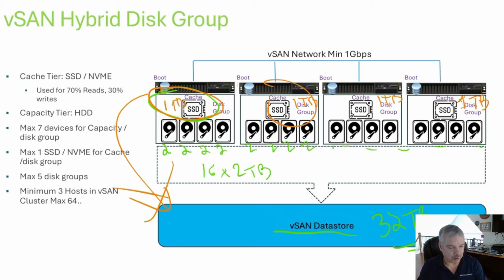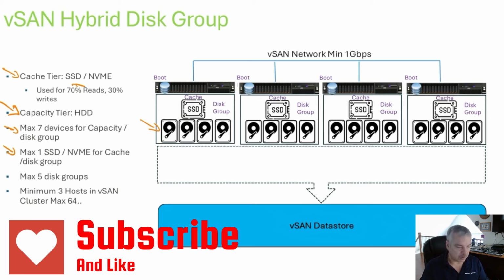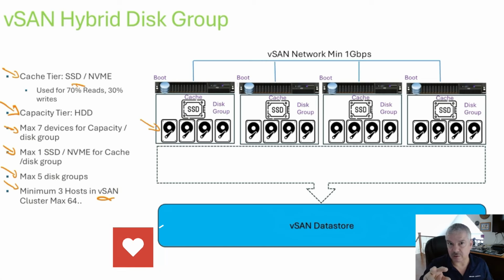Okay, folks. So it's these drives here, and we'll talk about how we utilize this, right? So again, we have a capacity tier, which in this case is hard drives, our cache tier, which is a solid state or NVMe. I mentioned before you have 7 capacity devices in a disk group, and you can have up to 1 cache drive, whether it's solid state or NVMe, per disk group as well. Max 5 disk groups per server and a minimum 3 hosts in vSAN. Technically speaking, I could do a two host vSAN. I'll show you that. It's kind of a special situation, right? But basically, at a minimum, you need 3.